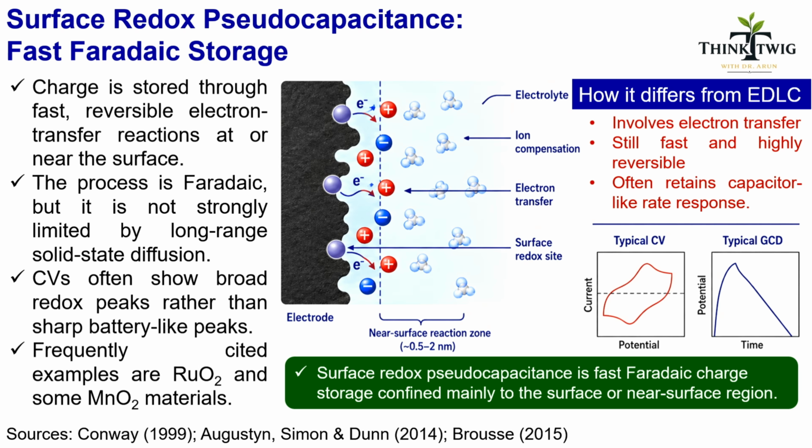So, compared with EDLC, one fundamental thing has changed. In EDLC, ions rearrange without requiring an electrode redox transformation. But here, actual electron transfer chemistry contributes directly to the stored charge. Still, the process remains fast enough to retain the capacitor-like behavior. This is why the term contains the word pseudo. It produces capacitance-like behavior, or you can say capacitor-like behavior, but its physical origin is not simply the electrostatic double layer.